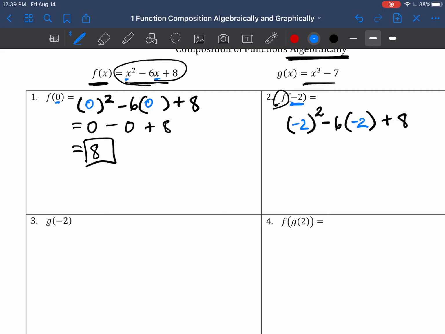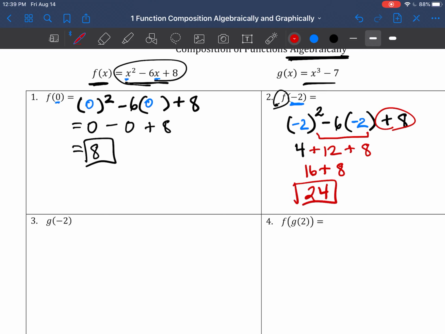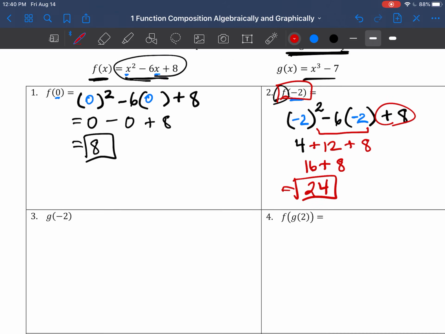And so this is why the parentheses are so important, because when you square this negative 2, it becomes a positive 4. And then here, negative 6 times negative 2 is positive 12. And then our plus 8 here. And so 4 plus 12 is 16, plus the 8 gives us 24 for our output. So f of negative 2 equals 24.